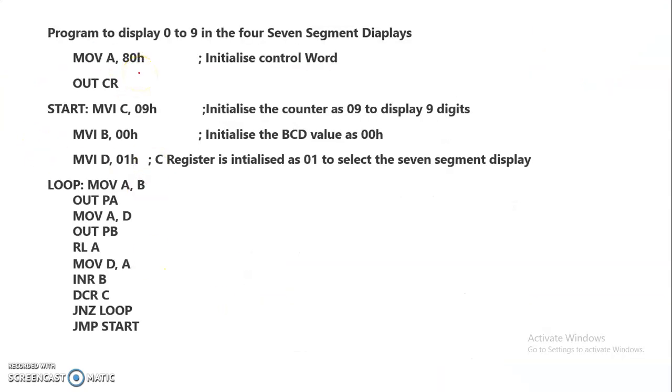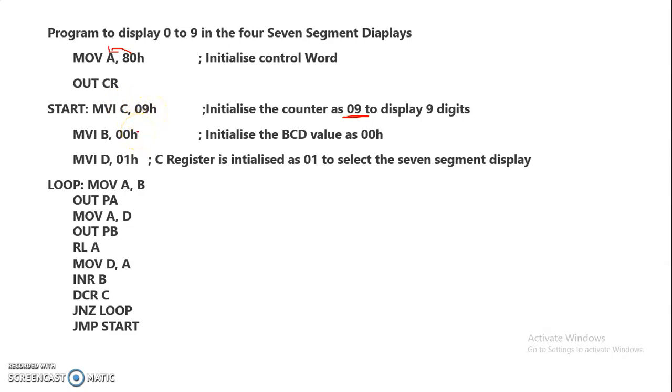Since I'm using both the ports as output ports, the control word is 80. First we are moving that control word 80 to the accumulator. Then the control word is sent to the control register, that is OUT CR. Then we are initializing a register with 09. This initialization shows that we are going to display the digits 0 to 9. So register C is initialized with the number 9.